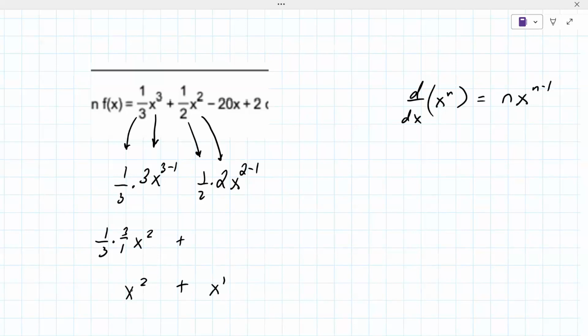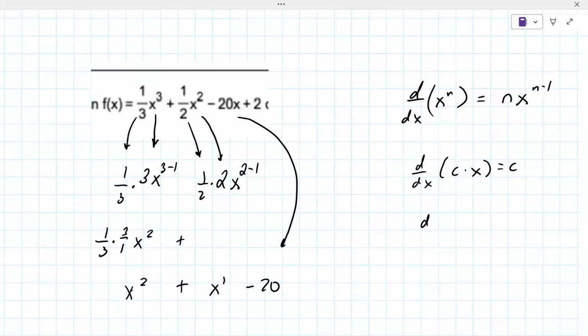And then the last, there are some special cases here. The derivative of a constant times x is just the constant. That applies to this third one; the derivative of that just becomes minus 20. And the last one, the derivative of just a constant is 0. So if it's just a number like 2, it becomes 0. So would we put nothing there, or 0? You don't put anything, you just leave it.